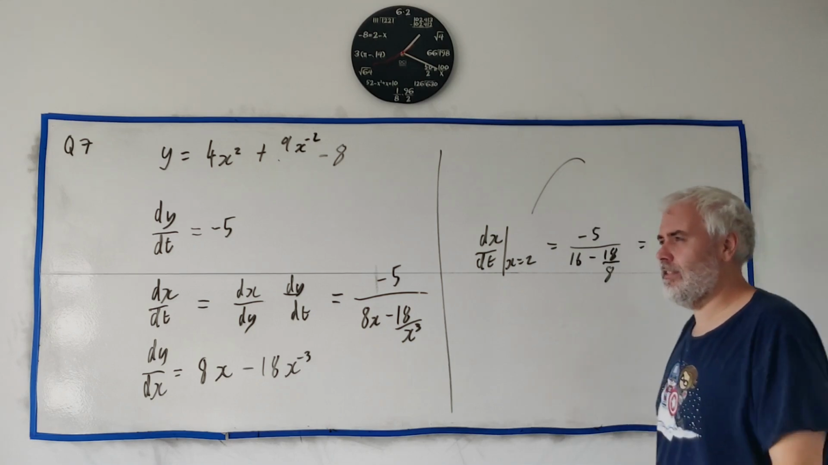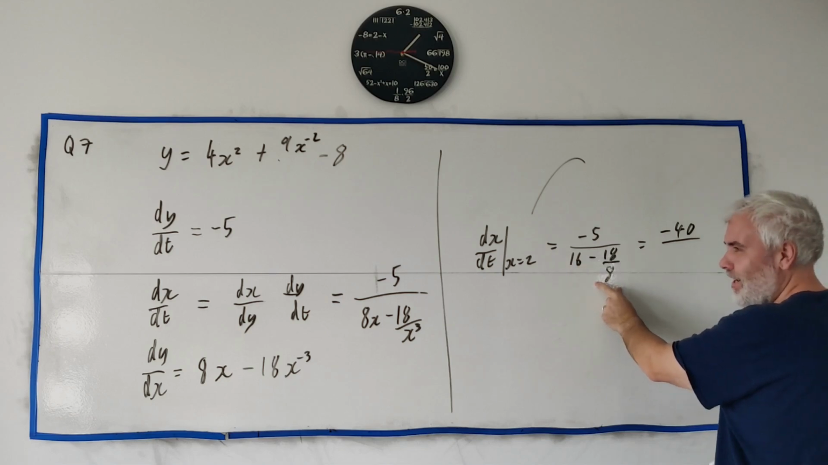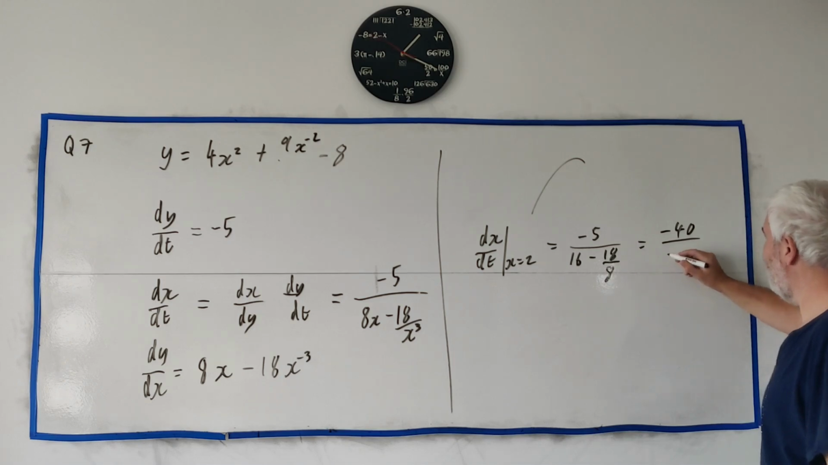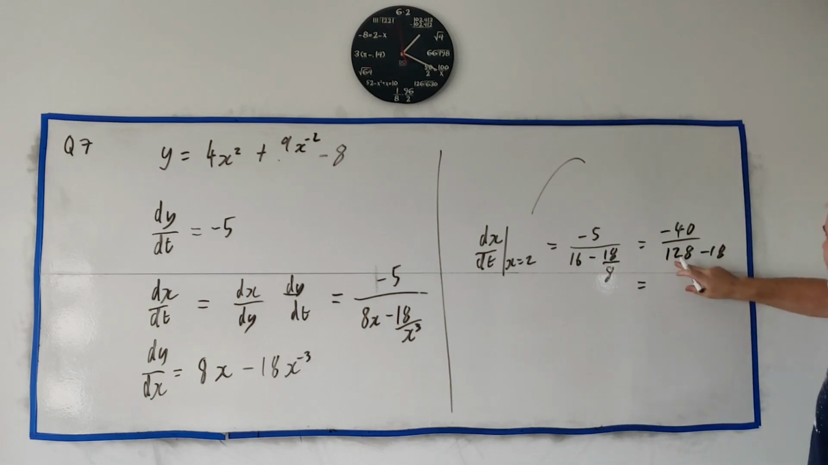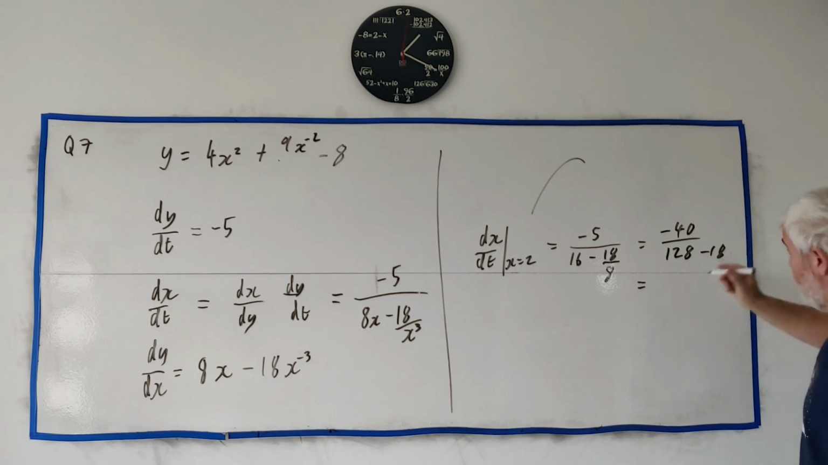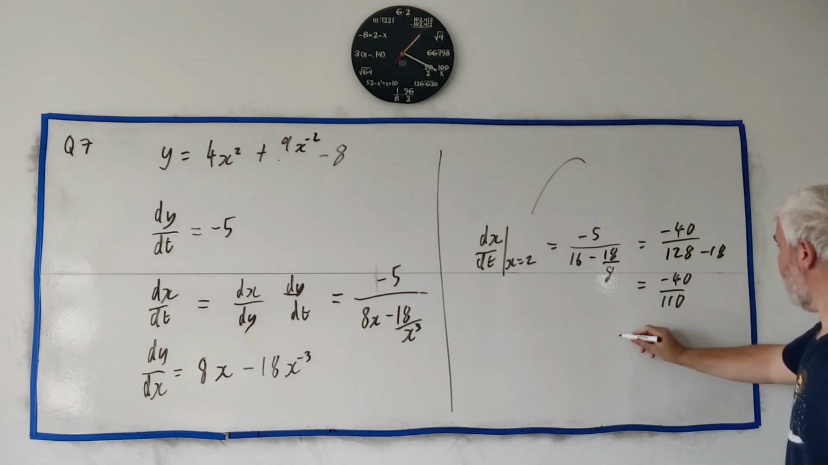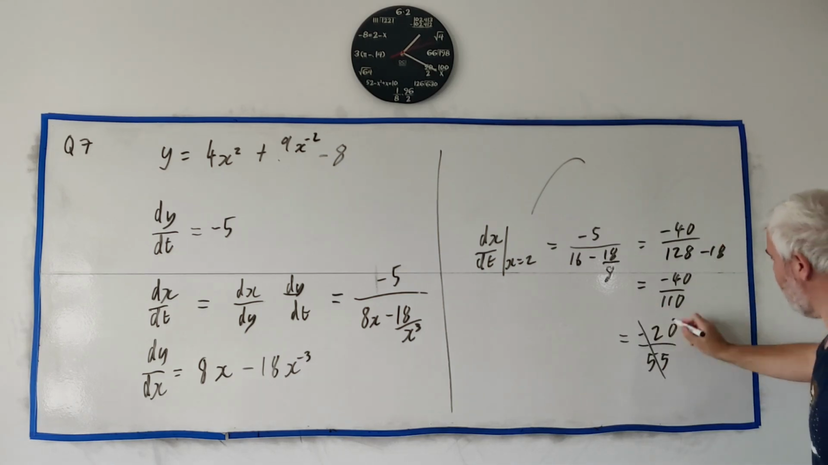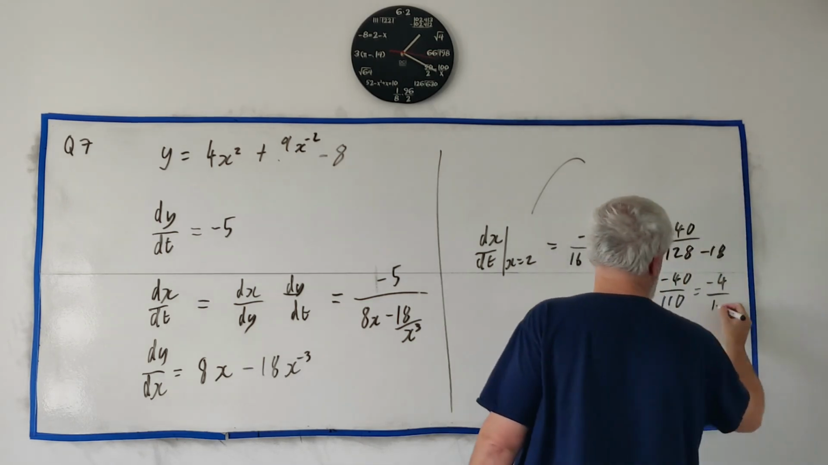16 times 8 is, what is that? That's 80, and 3 8s are 24, so 6 eighths are 48. 80 plus 48 is 128. Yeah, minus 18. 128 minus 18 is 110. Minus 40 over 110. 2 goes into both of them, so minus 20 over 55. Oh, sorry, 10 went into both of them. What am I thinking? This is equal to minus 4 over 11.